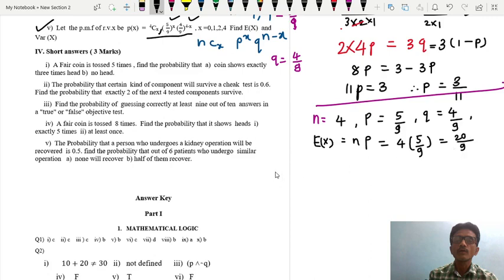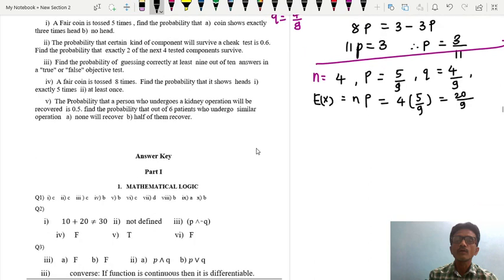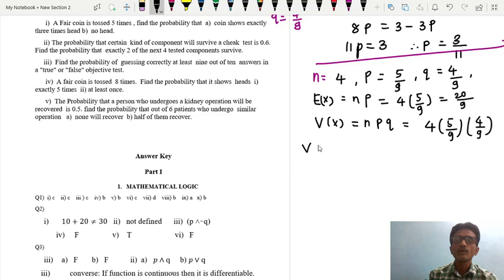It's 20/9. Then Ex is this, then Vx is to be find out. So Vx is equal to npq. What is our n? 4. p is 5/9, and q is what? 4/9. So Vx you are getting 80 upon 81. So yes, done. This is the answer.